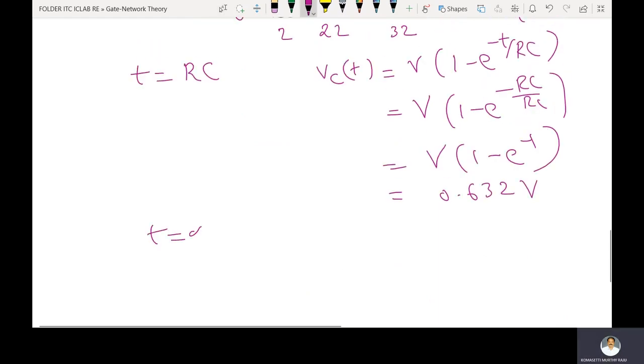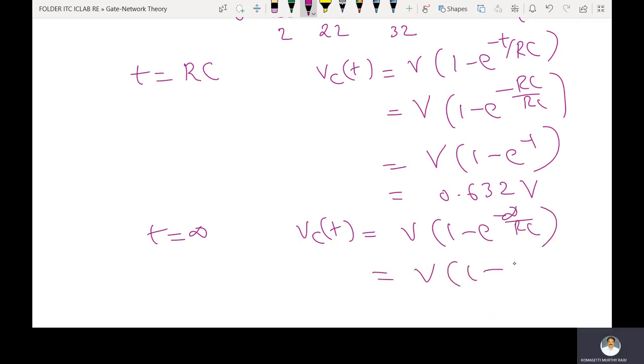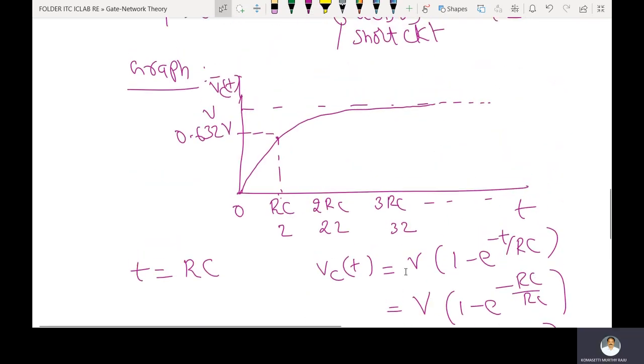Now we will see t equal to infinity. The instantaneous voltage across the capacitor Vc of t is V into 1 minus e power minus infinity by RC. That means minus infinity, and that value is 0. That means V. The capacitor is fully charged. This value is V at t equal to infinity, Vc of t. This is the charging concept of the capacitor.